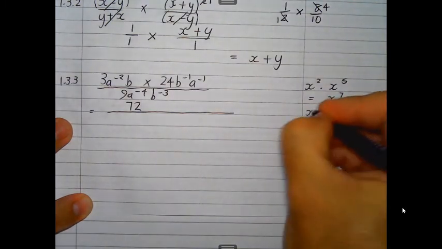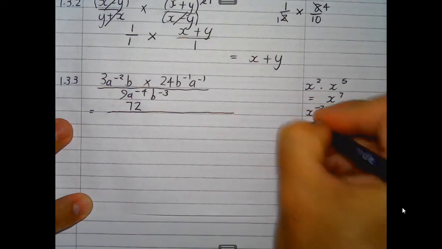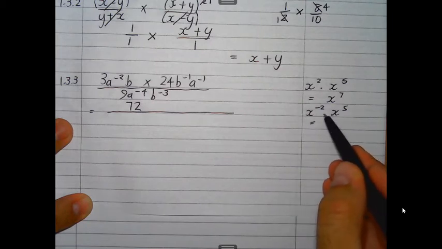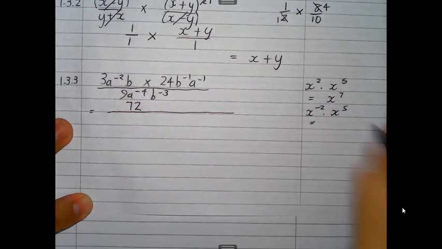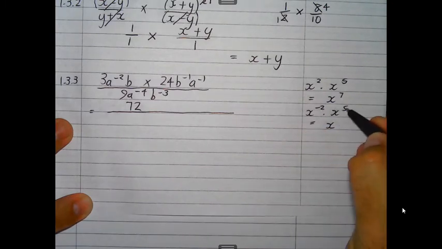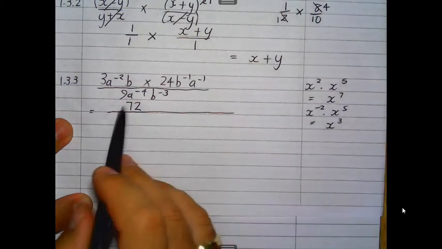If I had to tell you x to the power negative 2 times x to the power 5, are the bases the same? Yes. So when the base is the same and we are multiplying, we add the exponents. So x to the power negative 2 plus 5 is 3. So that process is what we are going to be doing now.